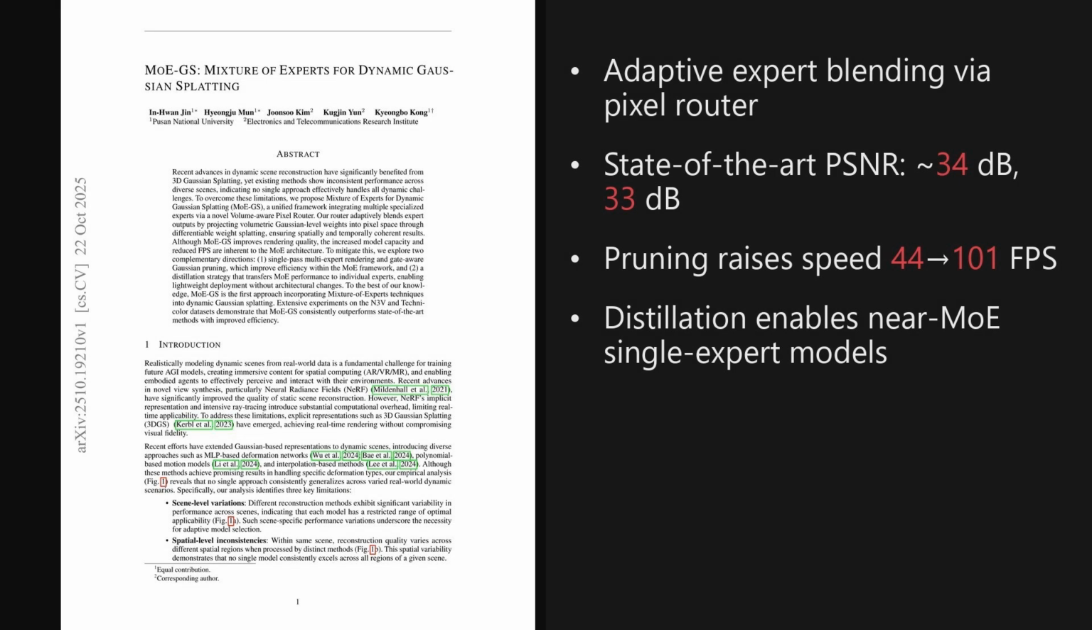Alright, 2 takeaways stand out. Adaptive blending with the volume-aware pixel router reliably outperforms any single dynamic Gaussian method, and efficiency tricks plus distillation make those gains practical, even close to real time. The broader implication is clear. Dynamic 3D capture benefits from expert ensembles that remain deployable.